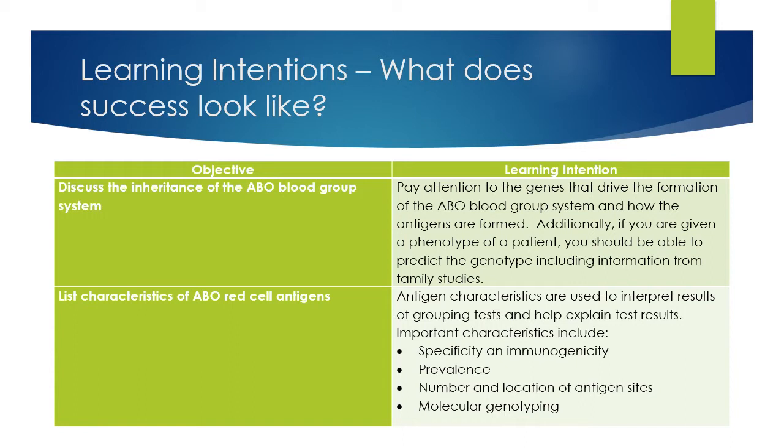So that's a simpler objective, but when it's paired with that learning intention, that gives more information to the student. Hey, here is what I specifically want you to be able to do. And then the learning intention for the second objective, if you look at this objective, it says list characteristics of the ABO red cell antigens. Well, what does that mean? What characteristics do you specifically want to look at, oh teacher? And so the learning intention here provides a little more information to the learner. I want antigen characteristics. They're used to interpret results and help explain test results. So some important characteristics include, and there's a bulleted list there.